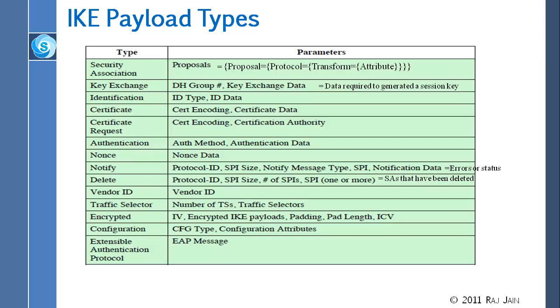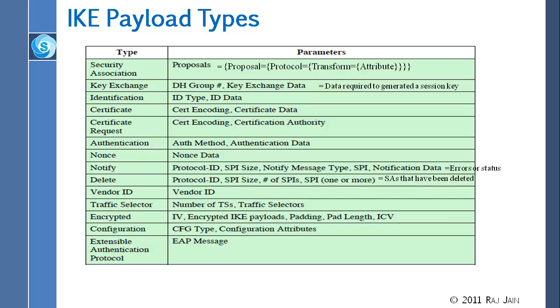And the key is that there are two words they use. One is called a proposal, and one is called transform. So you send a set of proposals for encryption, for hashing, and so on and so forth, and that's why it is a set. And obviously the response would come back as a selection from that.